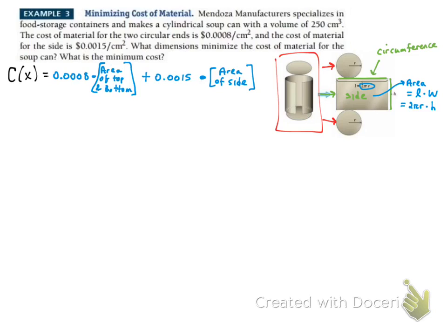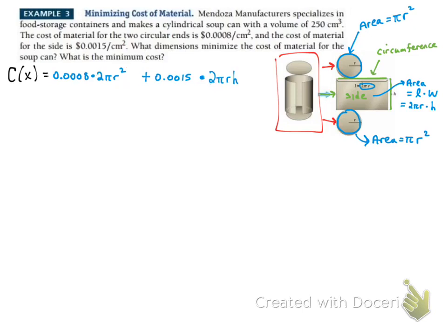Now let's look at the area of the top and the bottom. Those are just circles, so we can use the formula for the area of a circle, which is pi r squared. But remember, we have two of these circles, the top circle and the bottom circle. So the area of the top and the bottom is 2 times pi r squared, and the area of the side is 2 pi r times h.